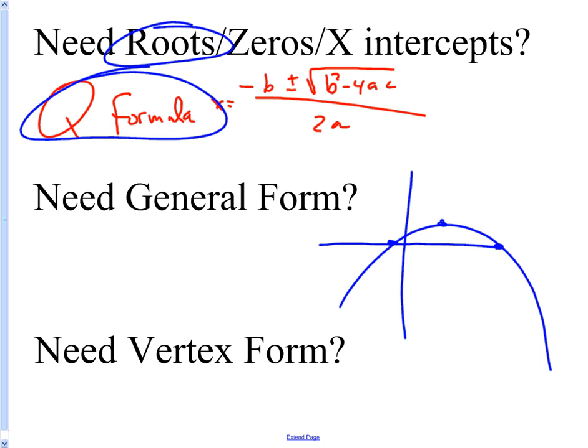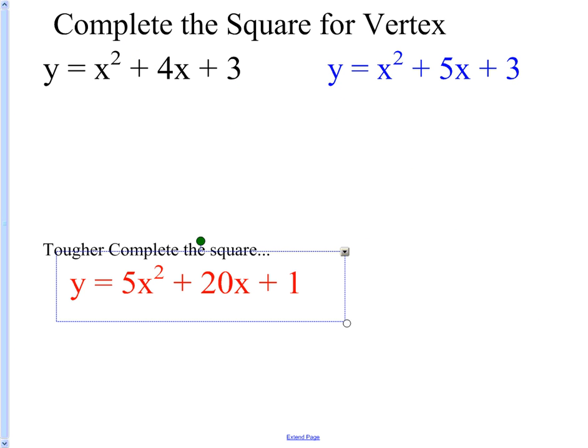All right. Next up, what if I need vertex form? Well, I can just look at the vertex. It's easy. But what if you don't have a graph? How do you get vertex form? Complete the square. That is correct. All right. And let's talk about complete the square. I'm going to do this black one here, and then I'm going to have you try the blue one. By the end, we'll be black and blue.